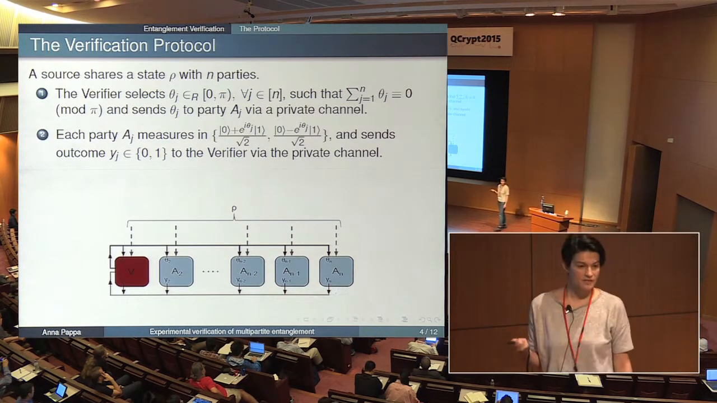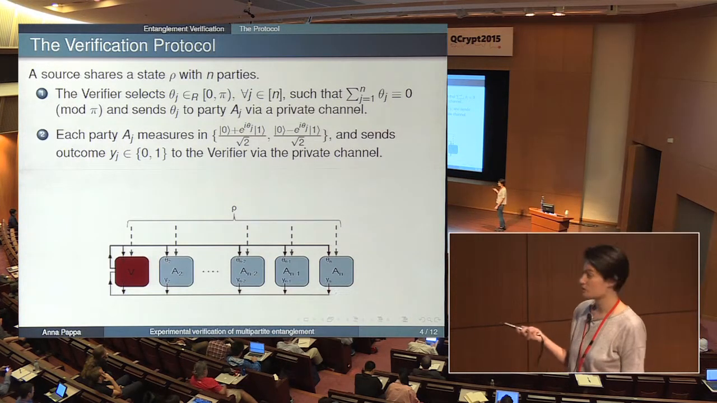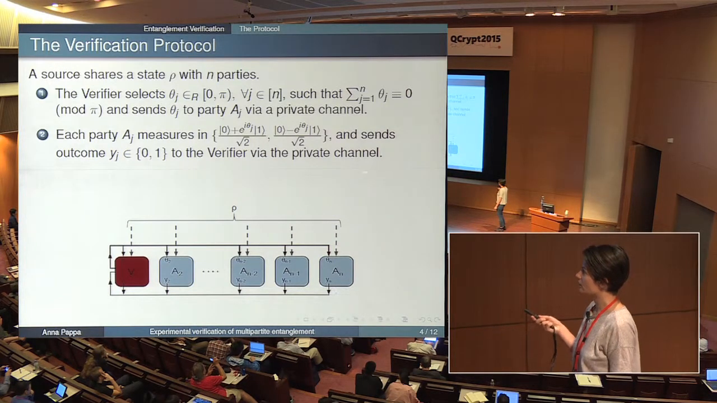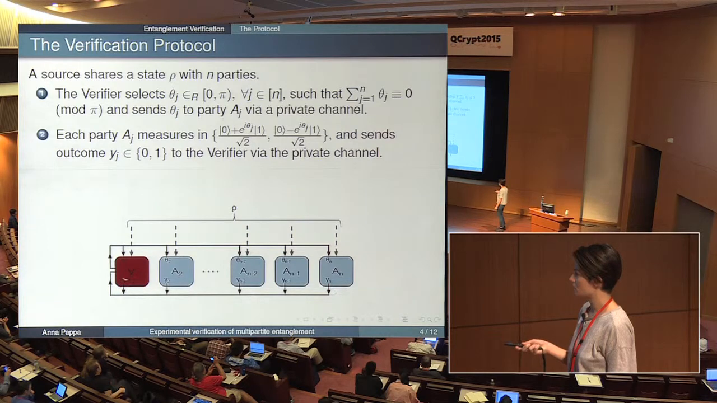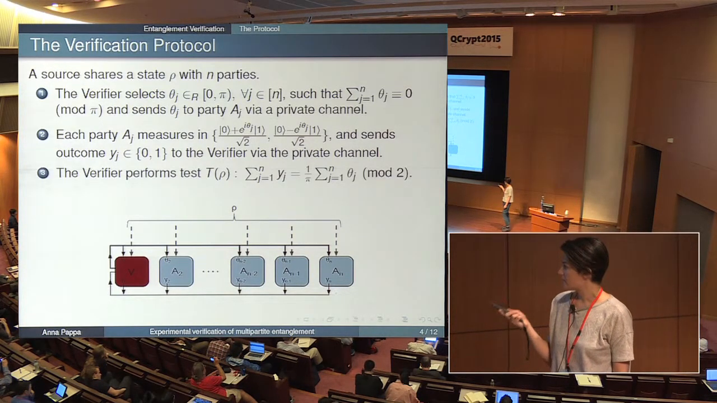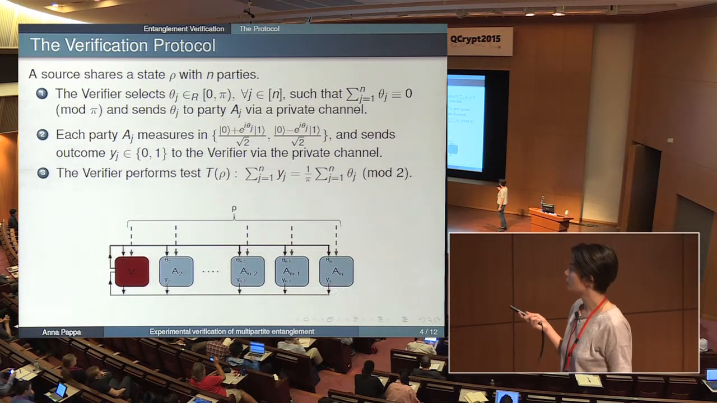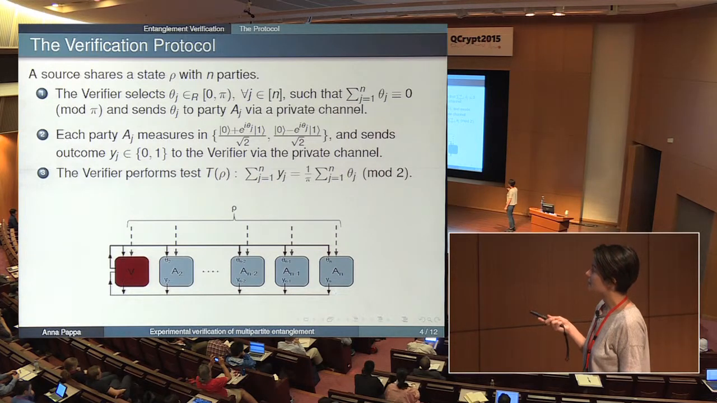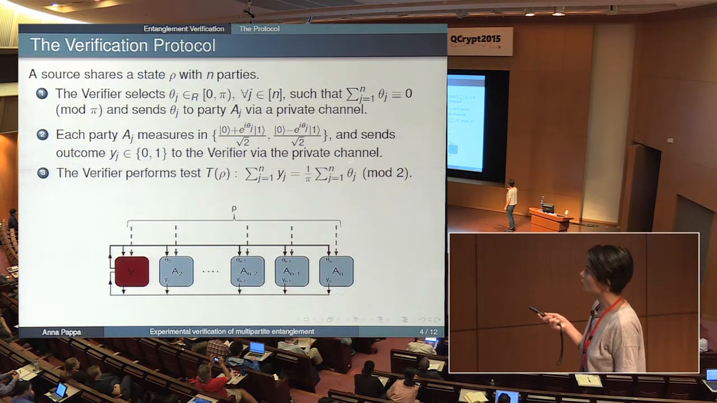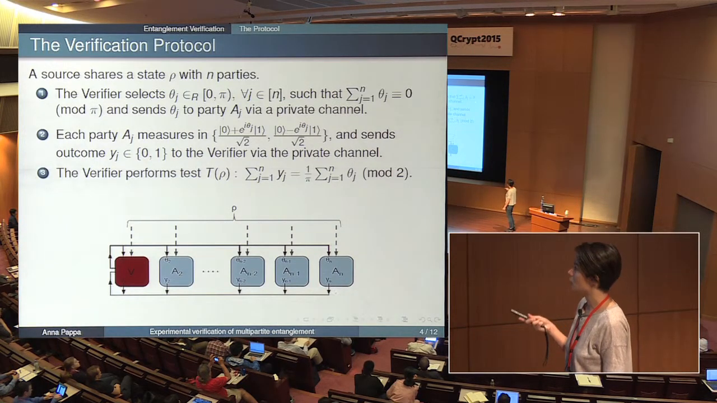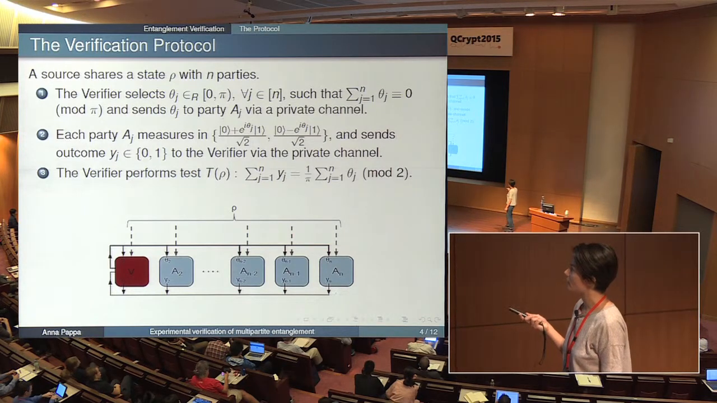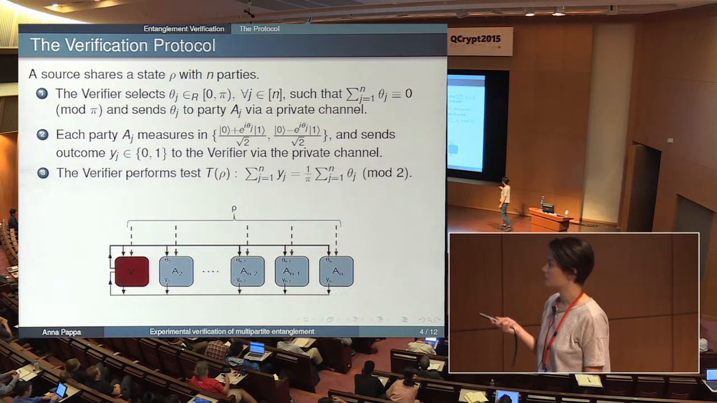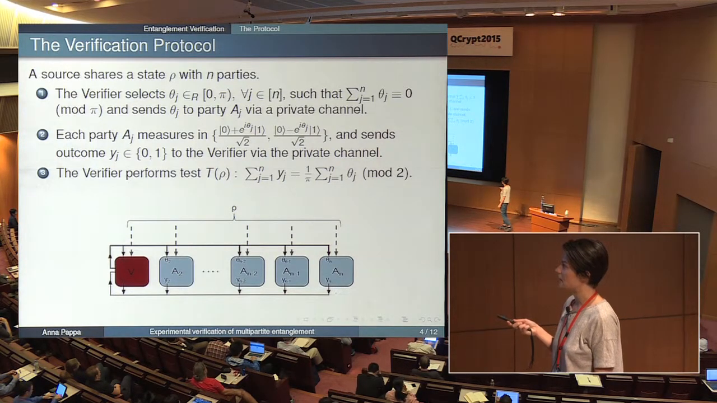And then each party, depending on this input, measures in a basis that is defined by two orthogonal vectors on the xy plane. And then they send their outcomes yj to the verifier via the private channel. So each of the players measure and send the y's to the verifier. And then finally, the verifier gathers all the outputs yj and performs a test t, which basically consists of checking a condition on the inputs and the outputs. So what this test actually means is that when the verifier has chosen inputs that are an even multiple of pi, so basically it's 0, 2 pi, 4 pi, etc., then what he's expecting to find is that the parity of the outcomes is 0. Now, on the other hand, when the verifier has chosen inputs that are an odd multiple of pi, so pi, 3 pi, etc., then he's expecting that the outcomes have a parity 1.